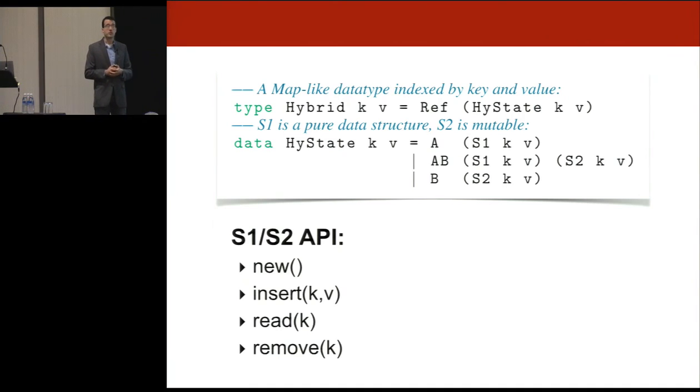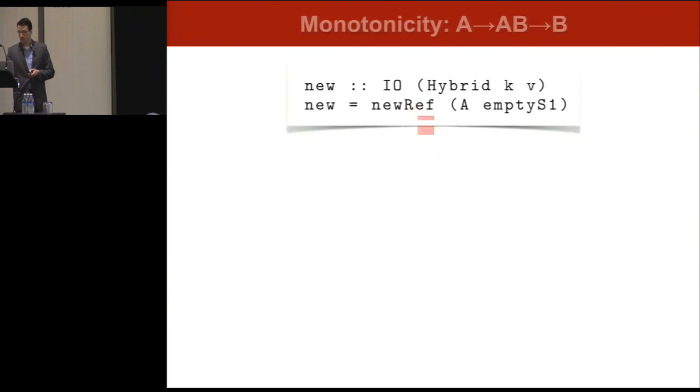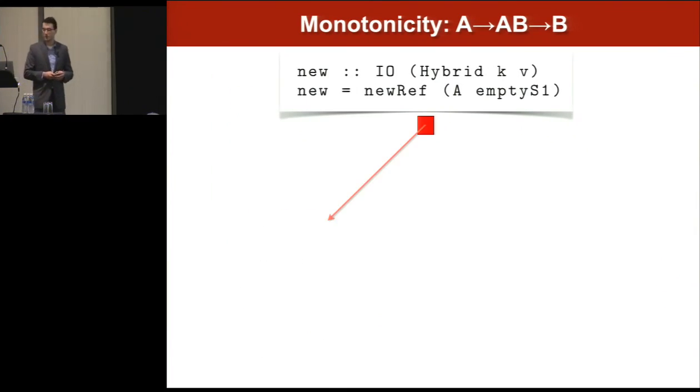When we detect contention. So the purpose here is to design data structures which optimistically choose the pure data in a box representation. But then if they experience contention in the form of failed compare and swap instructions, they will back off and switch over to the scalable variant. So the new operation is extremely simple to create one of these hybrids. All we have to do is create a new reference and fill it with the empty version of the S1 data structure. There's our mutable reference at the top of the structure.